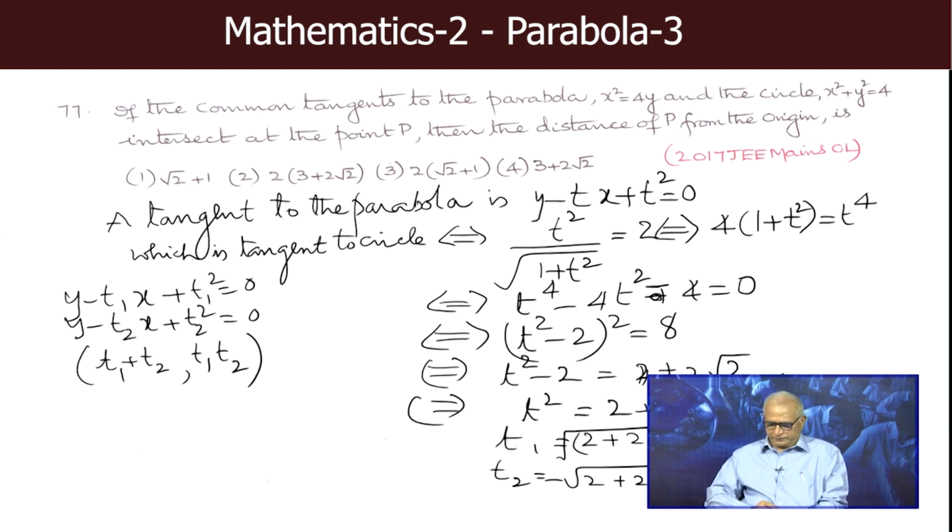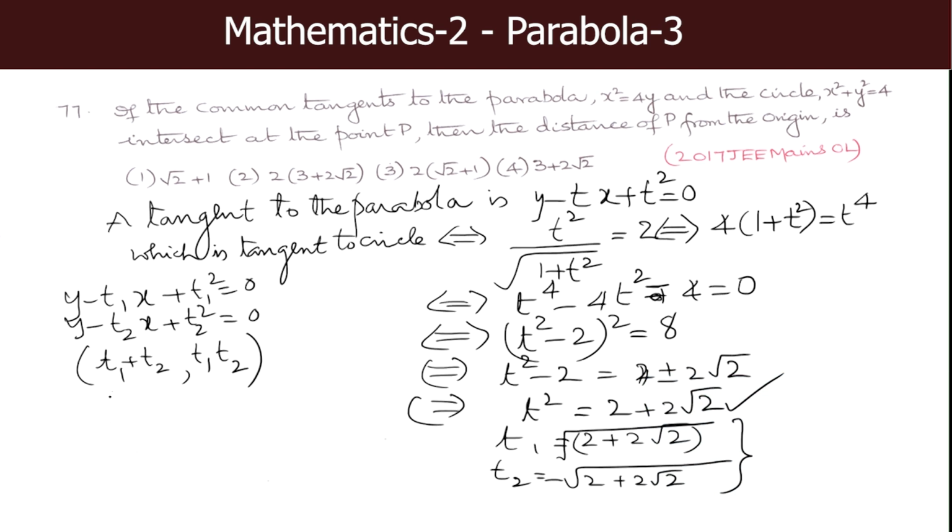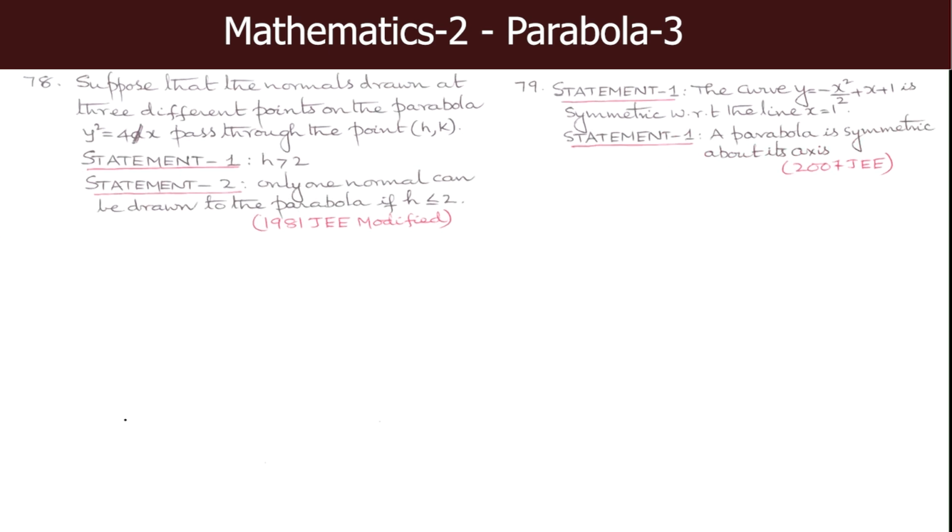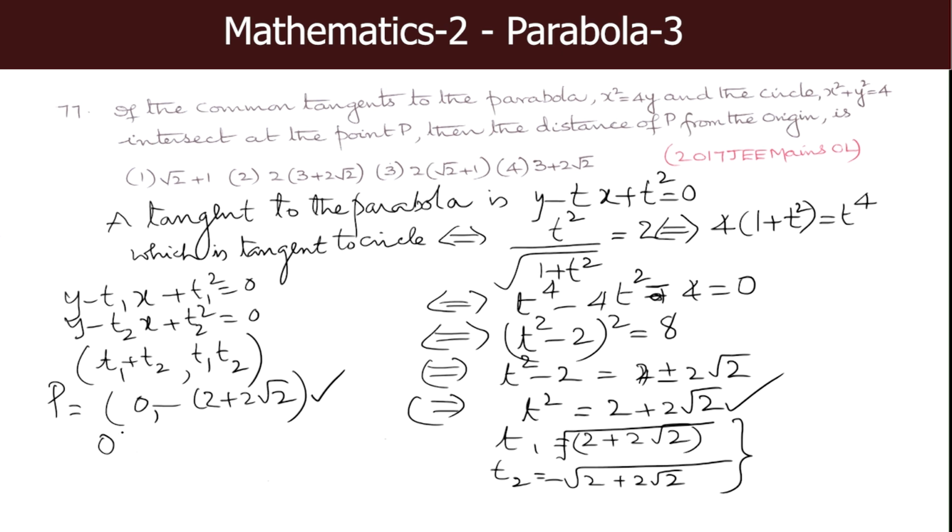What is T1 plus T2? T1 and T2 are negative of each other, so this is 0. What is T1 T2? Minus T square, so minus of 2 plus 2 root 2. This is the point of intersection of the two tangent lines drawn to the parabola and the circle. And what is the distance of this point P from the origin? OP is equal to 2 into 1 plus root 2. So, that is option 3.